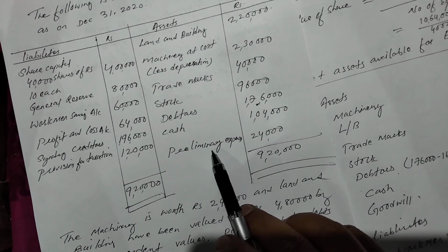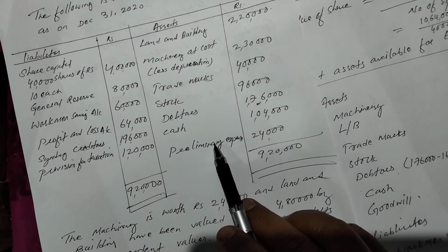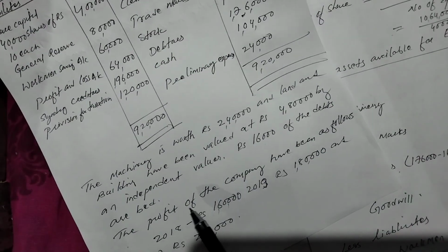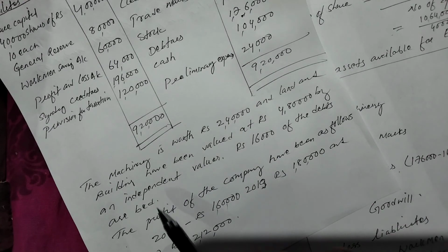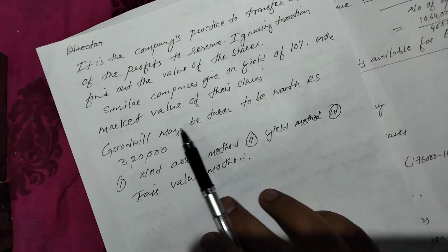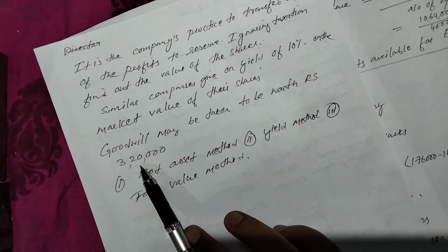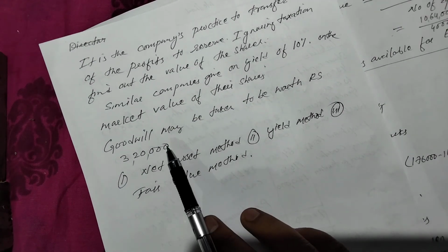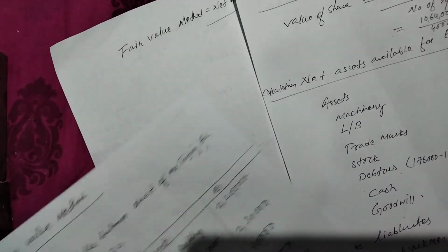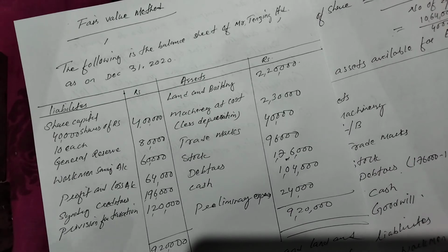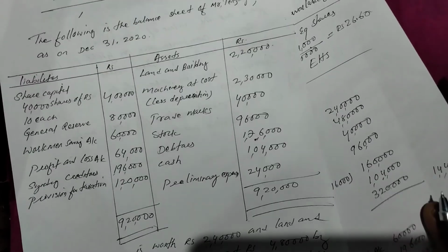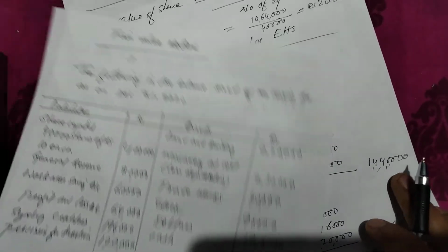Then preliminary expenses, as this is fictitious, you should not write it here. Then see if anything is there in the adjustment. One thing is there: goodwill may be taken to be worth rupees 3,20,000. Since we are doing assets, you have to consider this, so I have written goodwill 3,20,000. When you total it, it will come to 14,40,000.